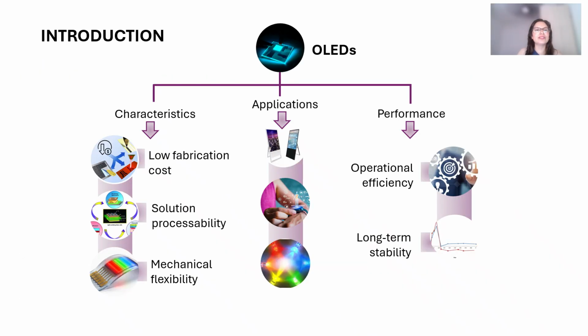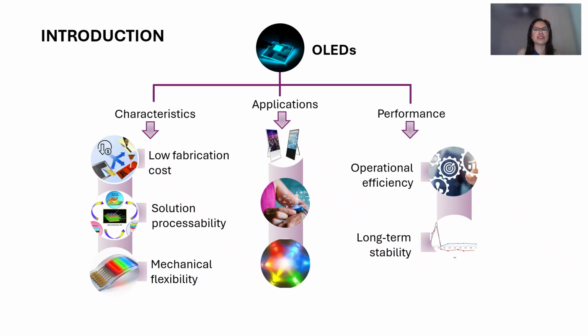Now, but what is an OLED? Well, an OLED is an organic light-emitting diode. It is a type of light-emitting diode in which the emitting electroluminescent layer is a film of organic compound that emits light in response to an electric current.